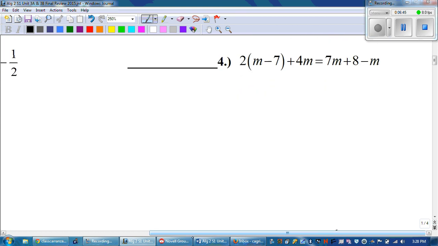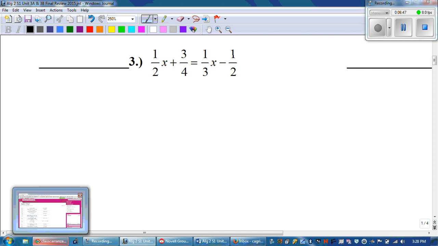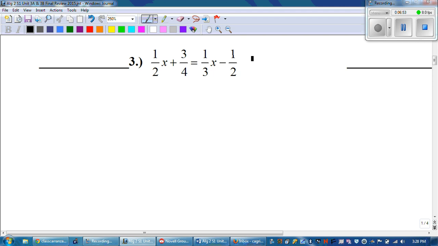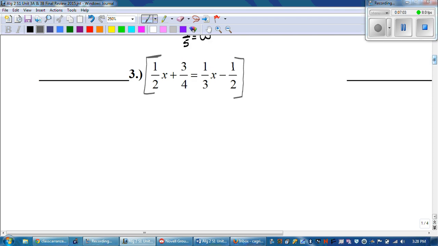Okay, number 3. So, fractions. I hate fractions just as much as I hate decimals. So, I want to get rid of them. What do I multiply by? So, if you don't know, I'm going to take a look at all of their denominators. We have 2, 3, and 4. And I want to find a number they all have in common.